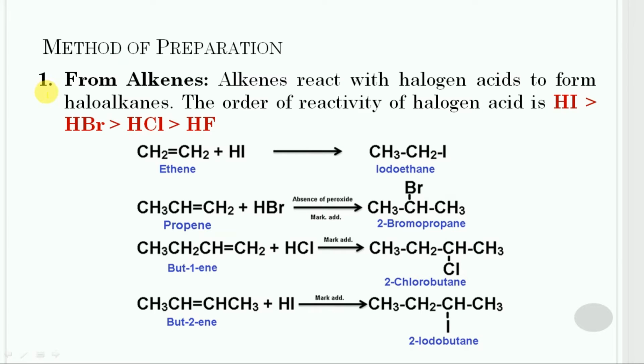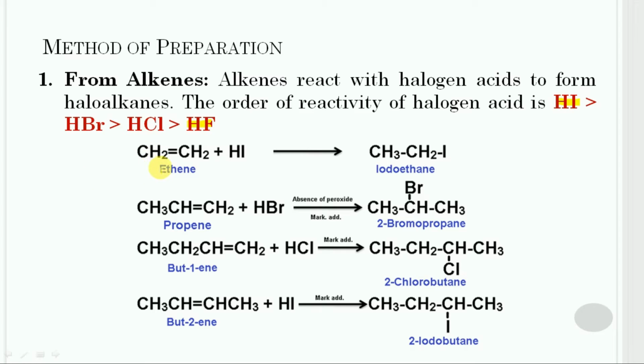Next is the method of preparation of alkyl halides. The first one is from alkenes. In this case, an alkene reacts with a halogen acid to form the haloalkane. The order of reactivity of halogen acids is that hydrogen iodide reacts fastest, and hydrogen fluoride the slowest.